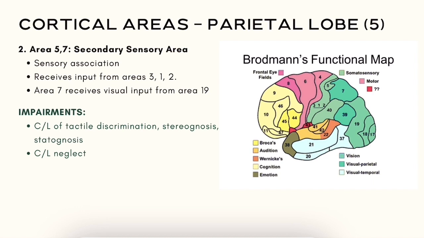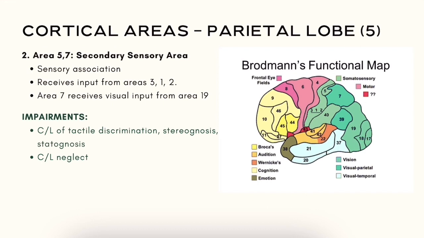Our area 5-7 is our sensory association area, and this would receive input from areas 3-1-2, and area 7 would receive visual input from area 19. Okay, so our secondary sensory area associates feelings with deeper meaning. So this is actually the idea of feeling and the memory part of sensation. So it's all about the memory part of sensation.